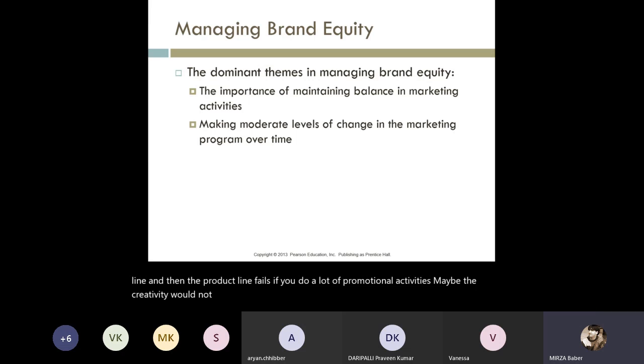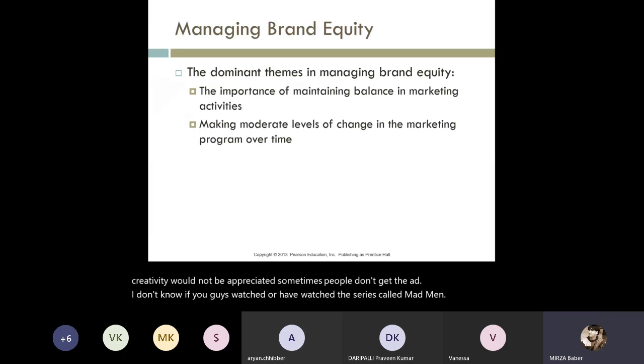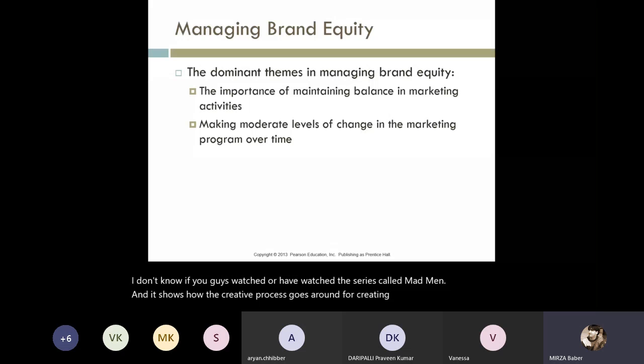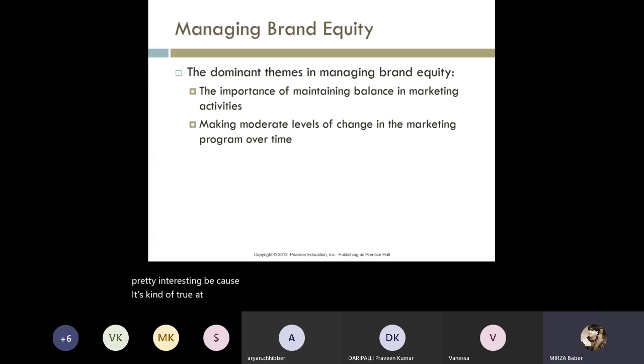If you do a lot of promotional activities, maybe the creativity would not be appreciated sometimes, so people don't get the ad. I don't know if you guys have watched the series called Mad Men, and it shows how the creative process goes around creating advertisements, and it's pretty interesting because it's kind of true at the same time, but their real focus is not on the ad. It's also that in that period of time, a lot of things were just advertising. And many companies focused on advertising.